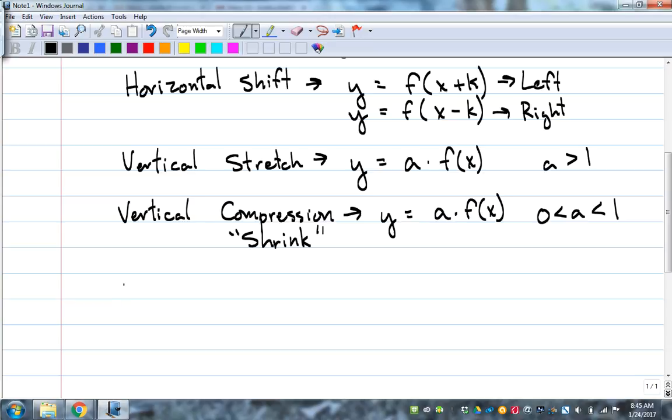All right. Then we get to a horizontal action, horizontal stretch.